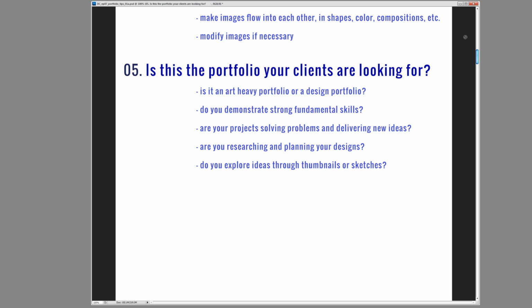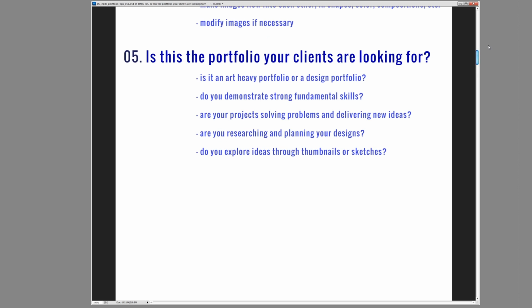And lastly, number 5, do you explore ideas through thumbnails or sketches? Okay, do you have roughs, or are you simply using photos to bash? And this is also a pretty big problem going on with younger kids, which is a lot of photo bashing going on. They see professionals use photos and think that's all we do. Photo bashing is just one of the many, many techniques that could be used to sell a design, but it is not the only one.